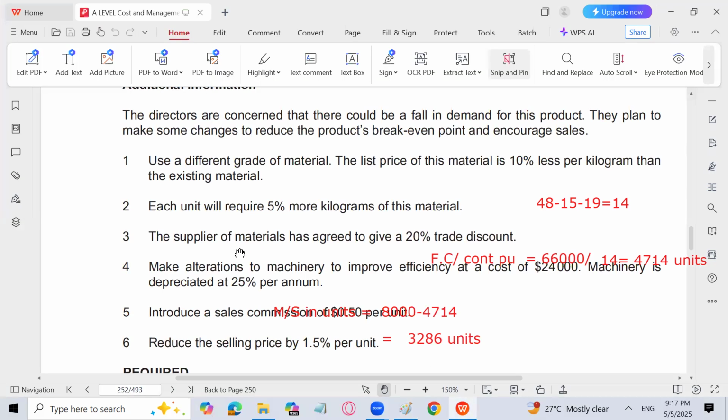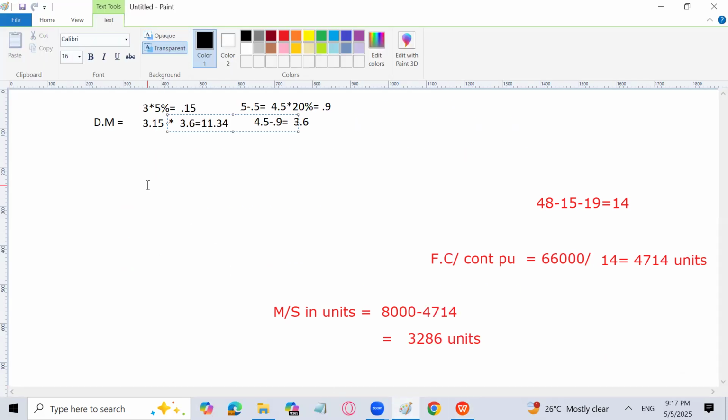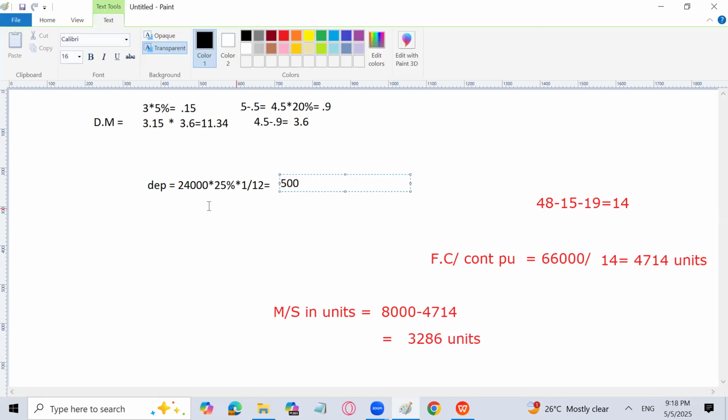Next. Make alterations to machine to improve efficiency at a cost of 24,000. Machine is depreciated at 25% per annum. So there is an increase in fixed cost. The depreciation will be 24,000 into 25% into 1/12. So that will be the increase in the fixed cost, and that is 500. So your fixed cost is now going to be 66,000 plus 500. That is 66,500.